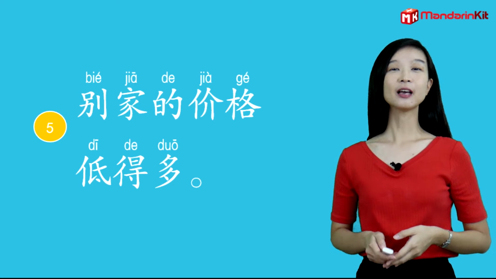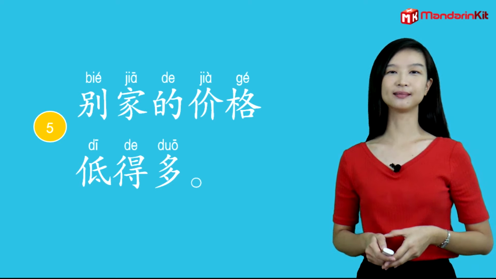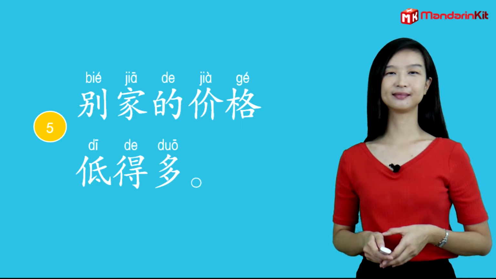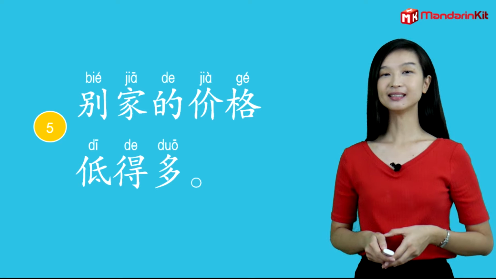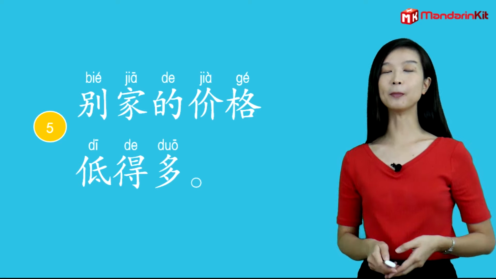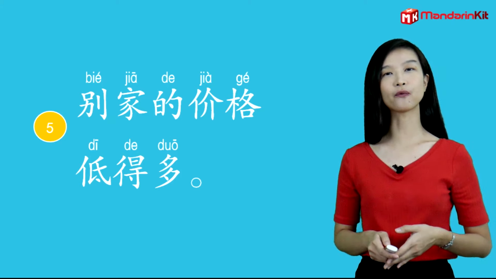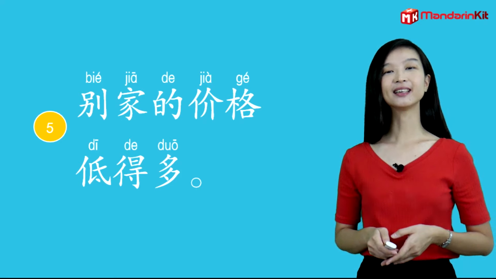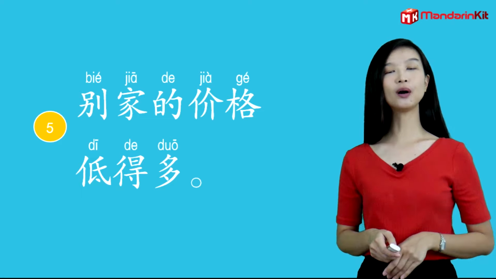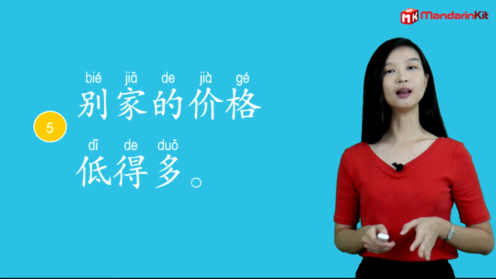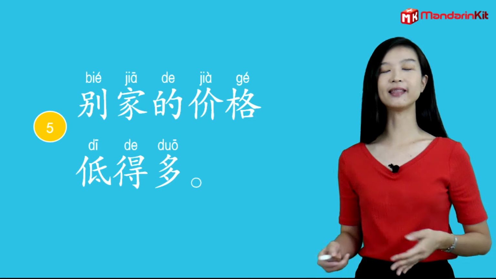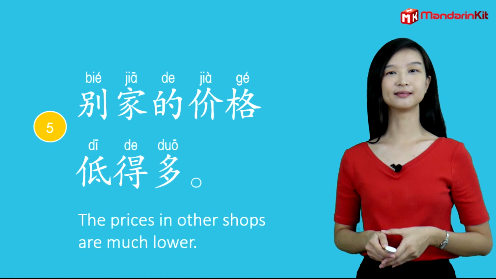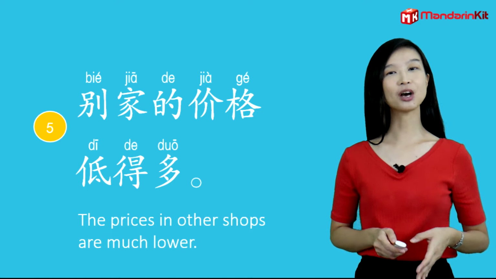Sentence number 5. 别家的价格低得多。别 means other. 家 normally means family or home, but in this sentence, it's a measure word for business or shops. 价格 again, it means price. 低 low, 多 a lot. 低得多 low or lower by a lot, and that means a lot lower. 别家的价格低得多。The prices in other shops are much lower.